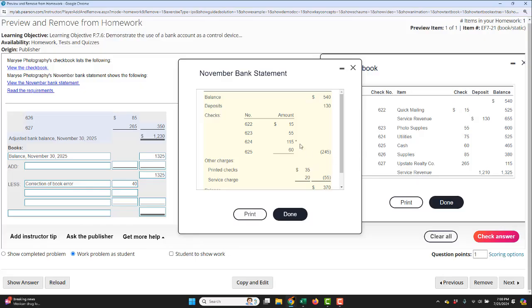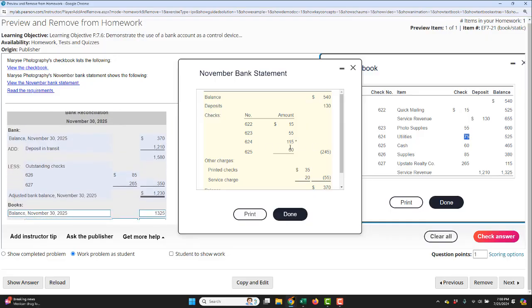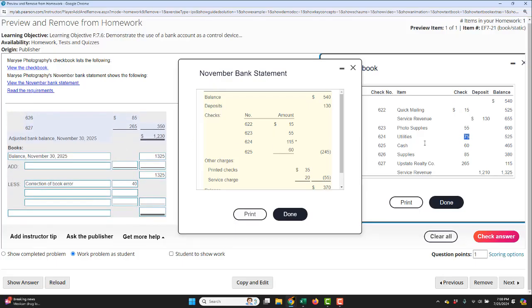If it had been the other way around and this $75 was correct, we would have had to do that adjustment in the bank part of it. If this had been 75 and the actual amount was 115, we would have had to add to the bank balance. But in this case, since the error is in the book side and it was a lower amount, we're going to have to, or sorry, the check was actually a larger amount.